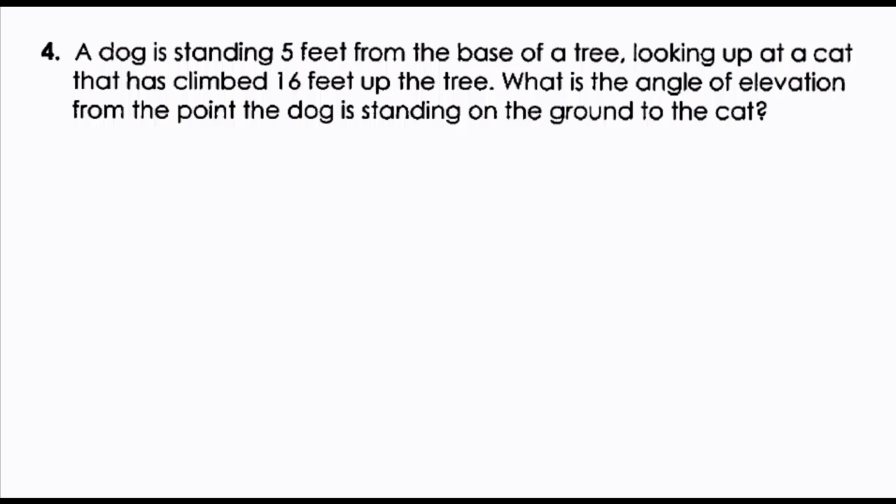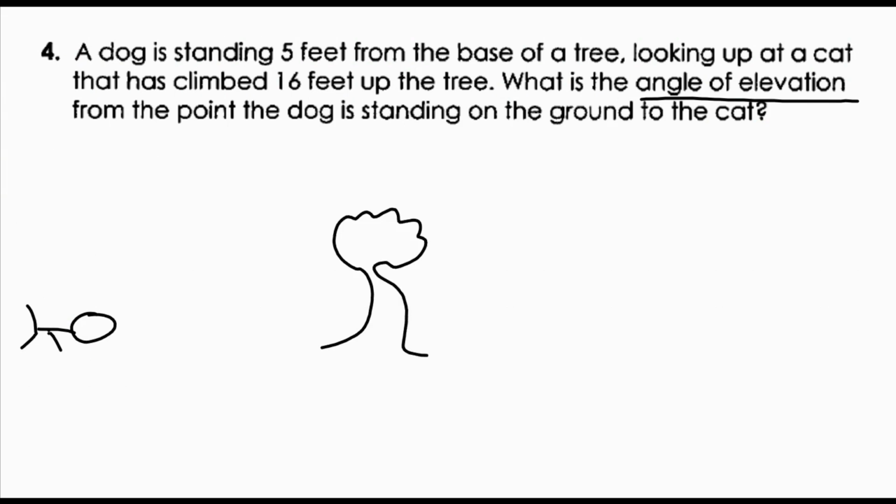Next, jumping to number 4, a dog is standing 5 feet from the base of a tree looking up to a cat that has climbed 16 feet up the tree. What is the angle of elevation from the point the dog is standing on the ground? So here we're looking at the angle of elevation, and that's what I want to try and find. So I have a dog. The dog is standing 5 feet from a tree where there is a cat.